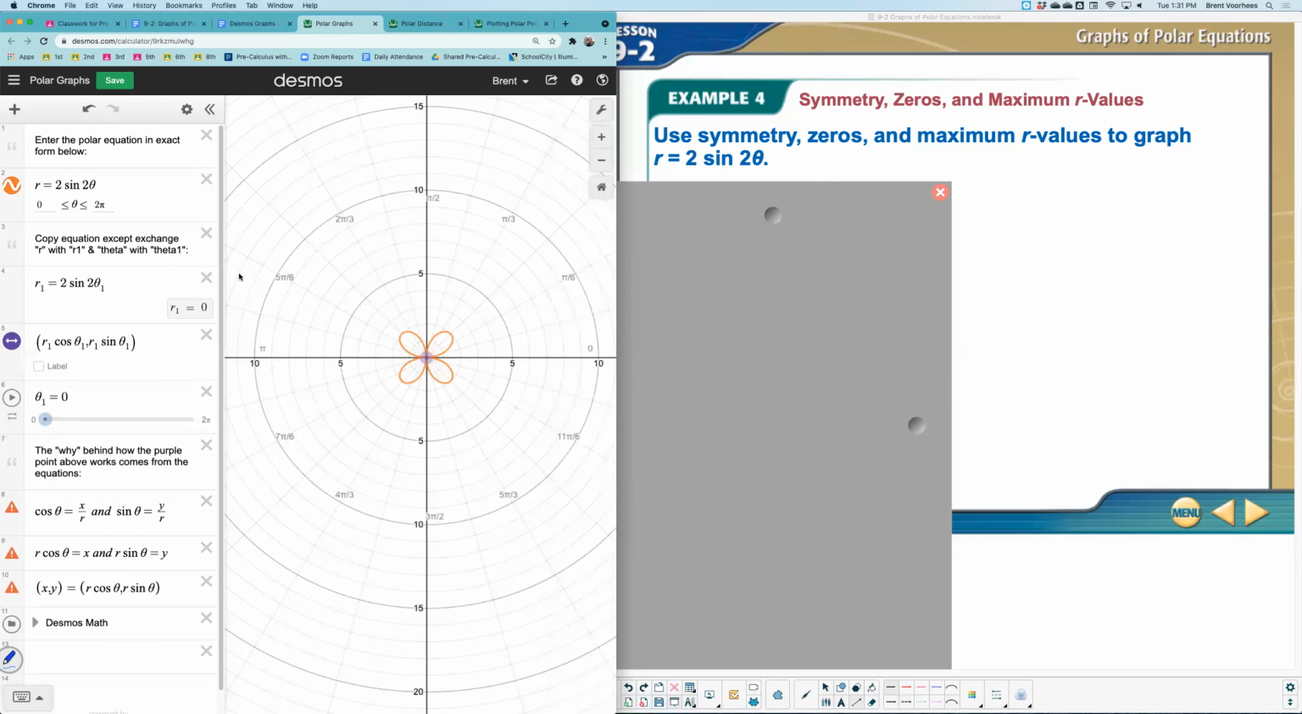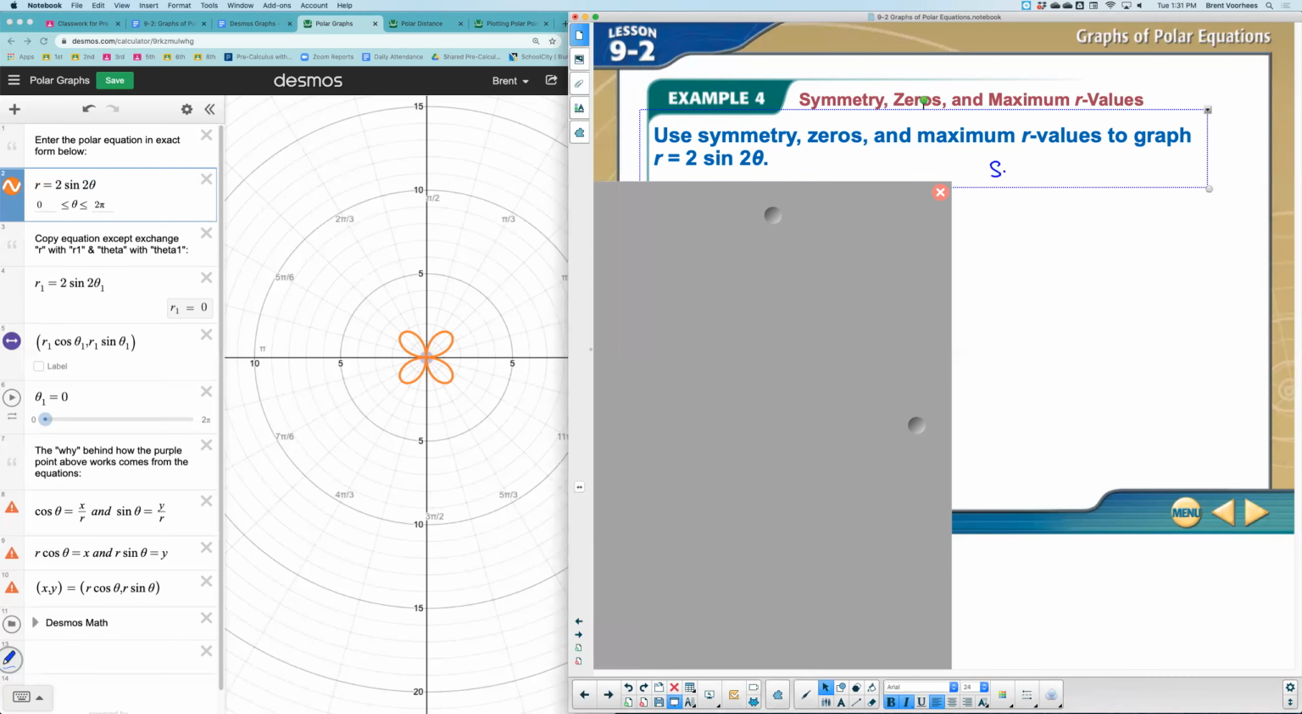This is a rose, and I want you to notice it has what we call 4 petals. As we start graphing, this is sine, which means it should be cut in half at pi over 2, but we'll see with the symmetry, it's actually different because of this transformation. So let me start with the symmetry here. Symmetry for sine theta, we think of the symmetry equaling pi over 2. But this is 2 theta. So 2 theta would equal pi over 2.